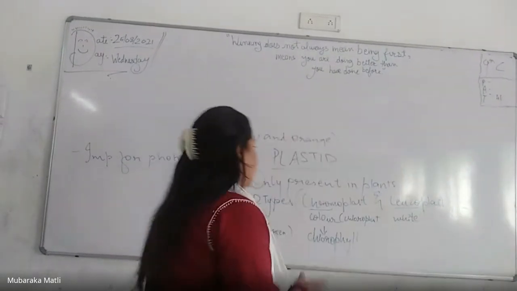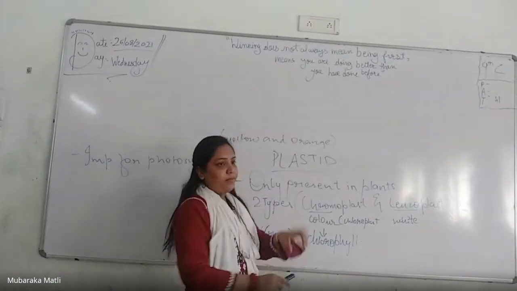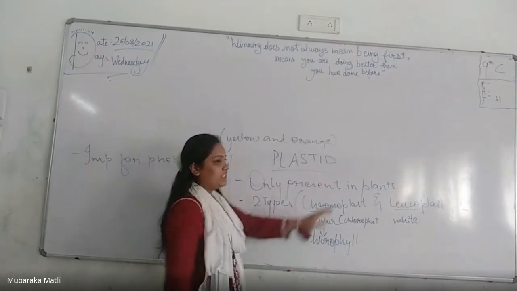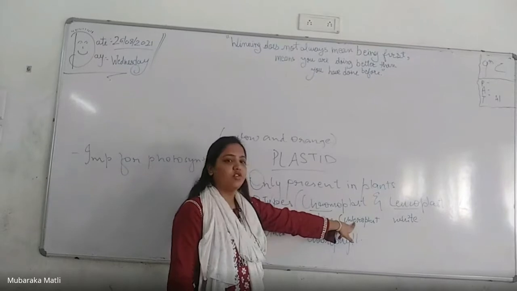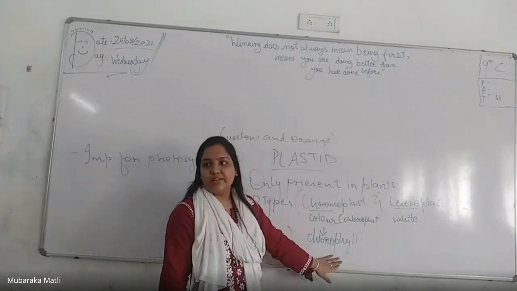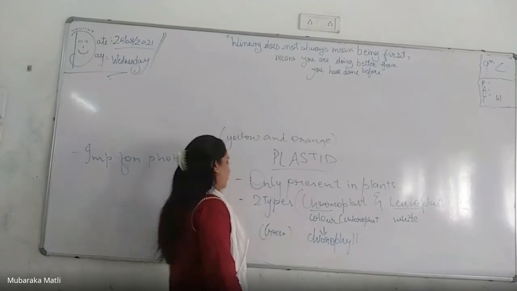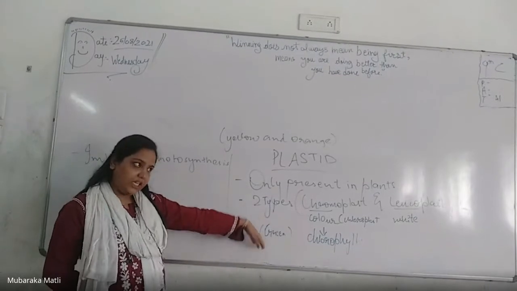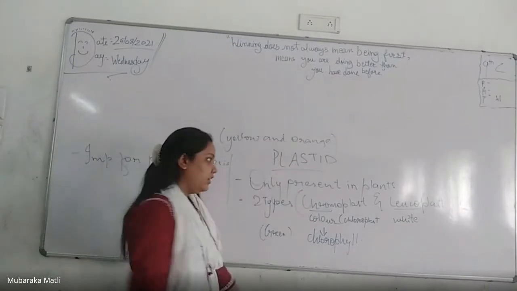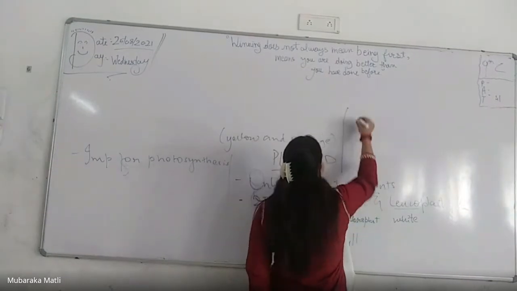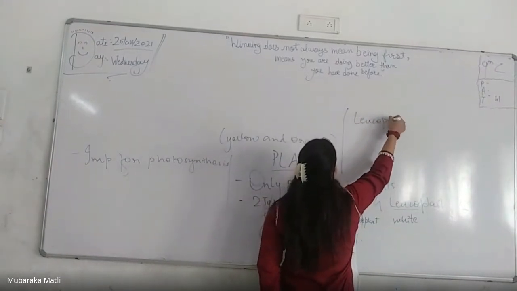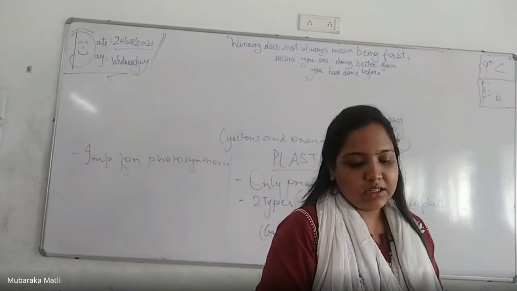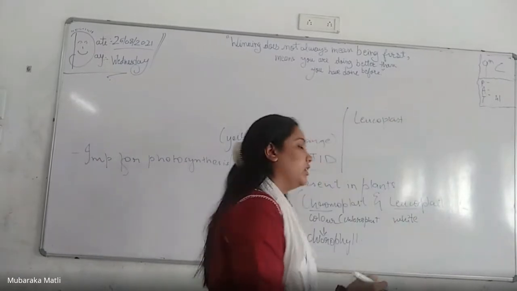What is the function of leucoplasts? We have already studied the chloroplast. Plastids are only present in plants. They are of two types, chromoplast and leucoplast. Chloroplast is a type of chromoplast. It contains pigment which is called chlorophyll, what is it used for? Photosynthesis. What color is it? Mostly green. In addition, yellow and orange. Now let's talk about leucoplasts. What do leucoplasts do? They store granules like starch, oil, and protein. Okay.